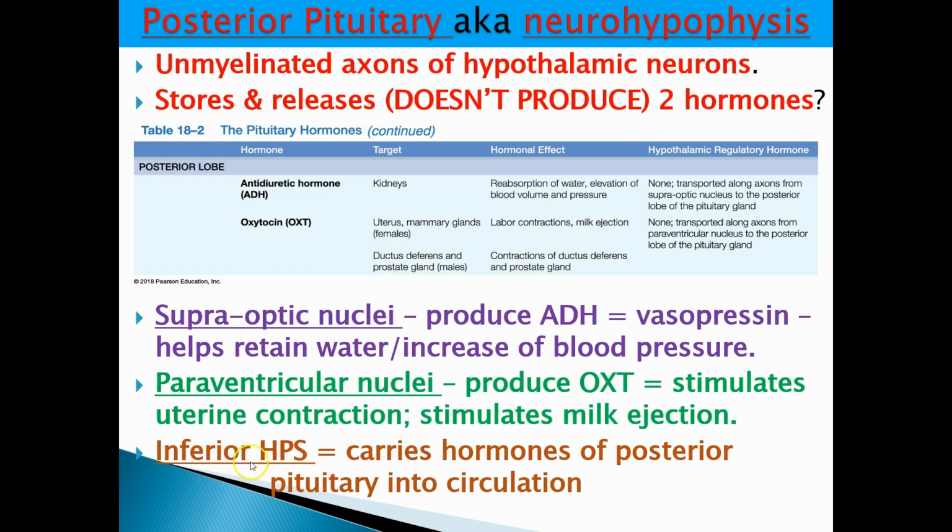It's called the inferior hypophyseal portal system. That's what HPS is, hypophyseal portal system. This is the hypophysis, hypophyseal. So that inferior hypophyseal portal system is what is going to carry these hormones from the posterior pituitary gland into general circulation in the bloodstream. So that's why these are hormones. It's because they're carried in the bloodstream, even though you would think, hey, it's an axon terminal, it's got to be a neurotransmitter. But the fact that it's in the blood makes it a hormone.